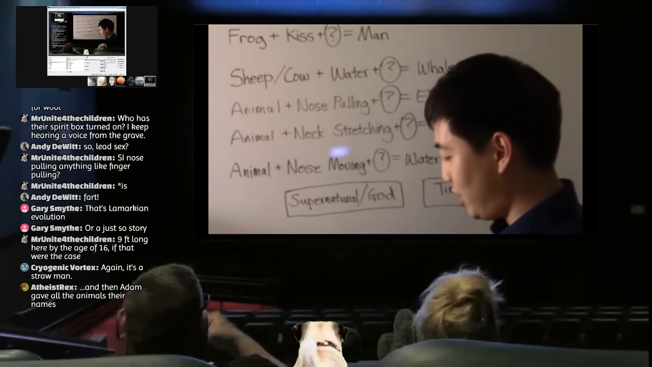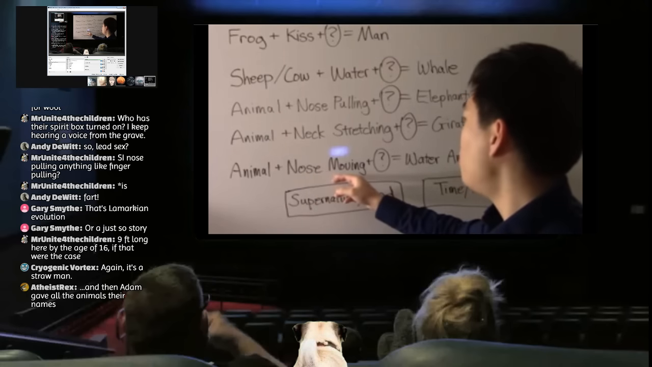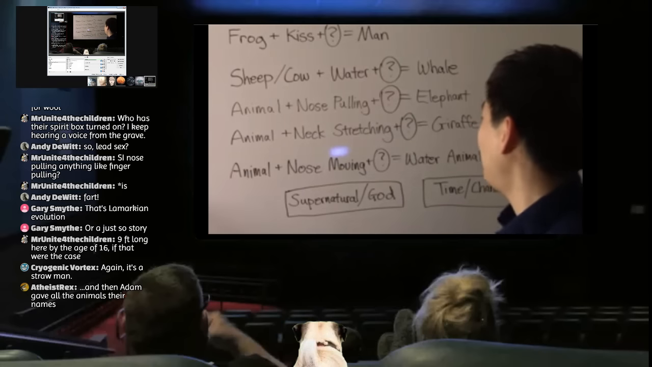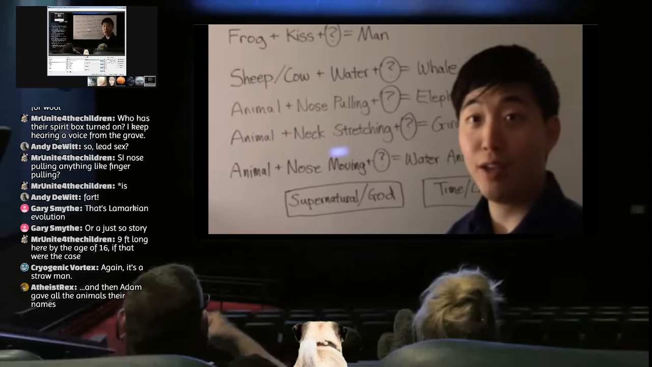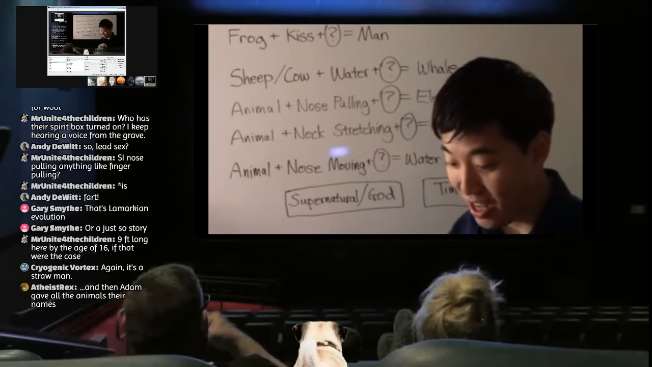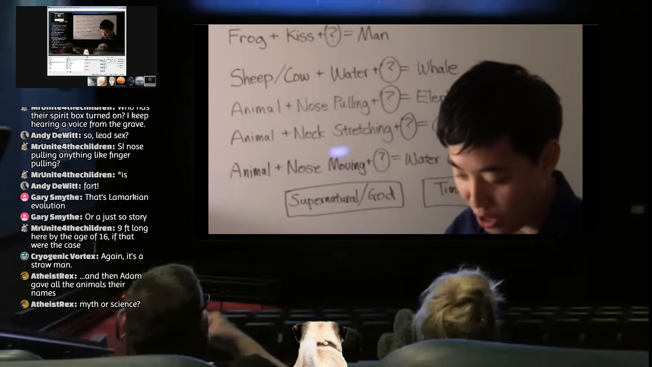All right, let's look at the next case right here. This animal plus nose moving plus something that happened equals water animal. Well, that's got to be a myth. Yep. No, it is science. No, you've got to be kidding me. Yeah, it's true, okay? All right, let me read you here.